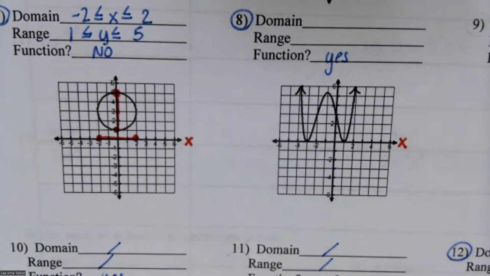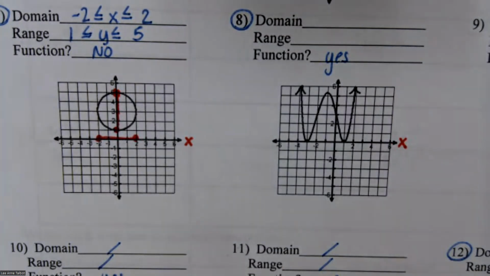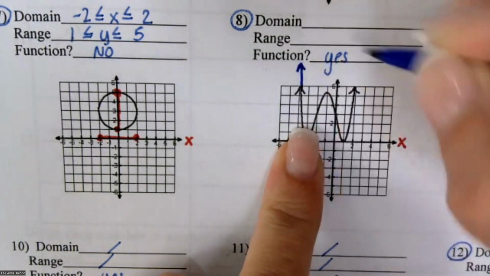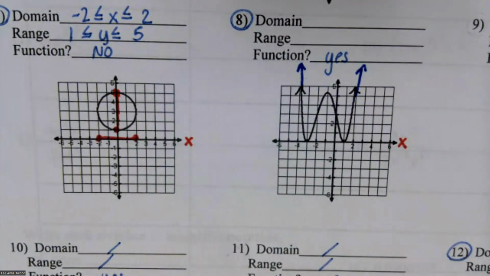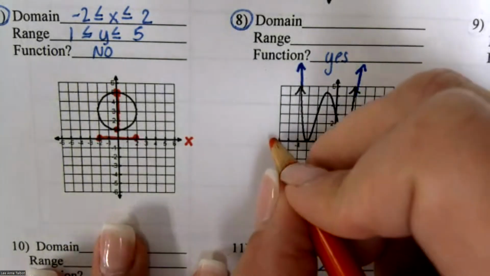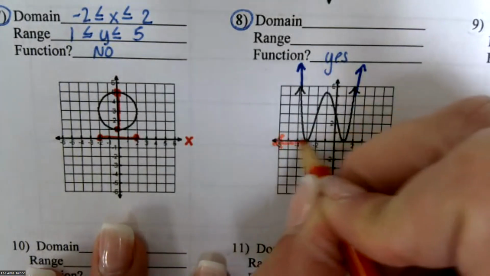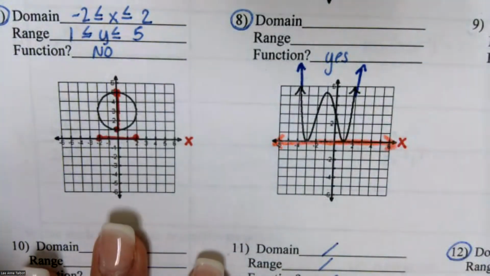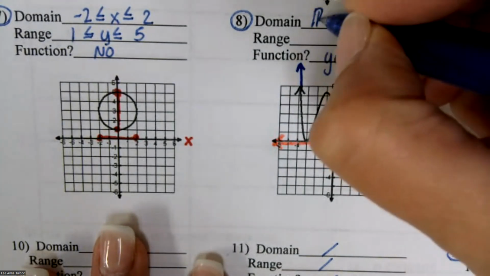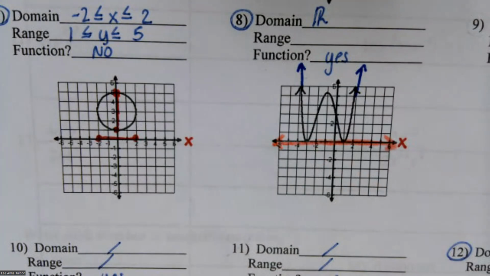Okay. I don't love this picture because it looks like these are gonna start to go vertical, but they're not. They're actually going to go out forever. So you say to yourself, is it gonna go forever to the left? Yes. Is it gonna go forever to the right? Yes. What is it called when it's forever to the left and forever to the right? All real numbers, beautiful. Okay. All real numbers.